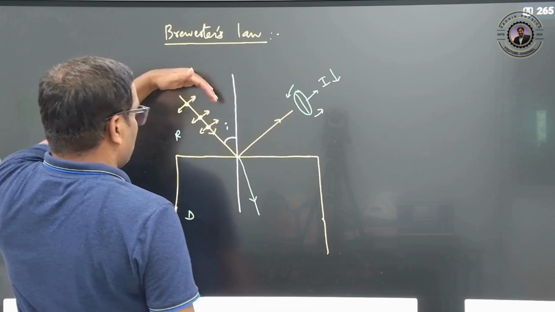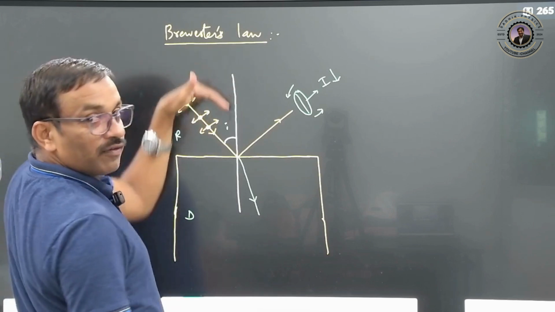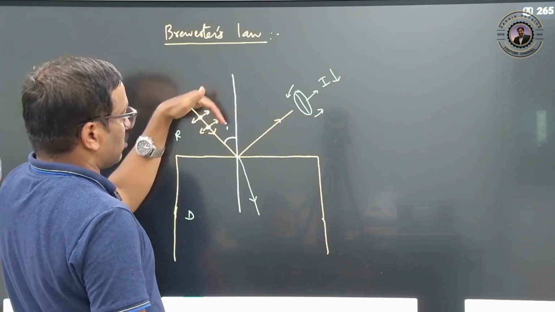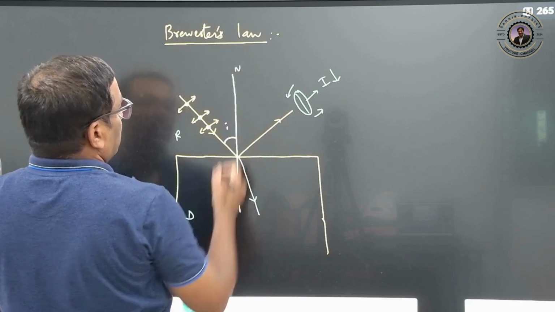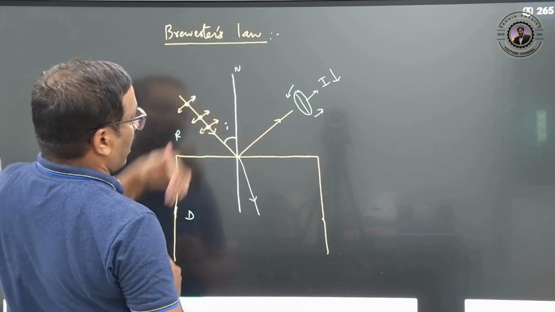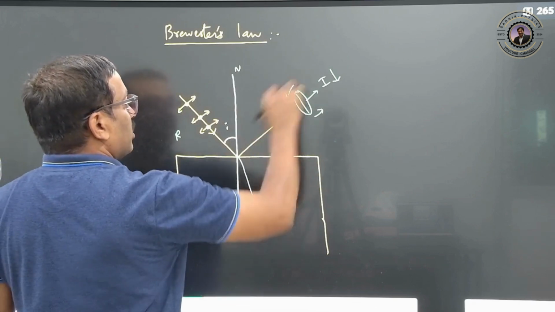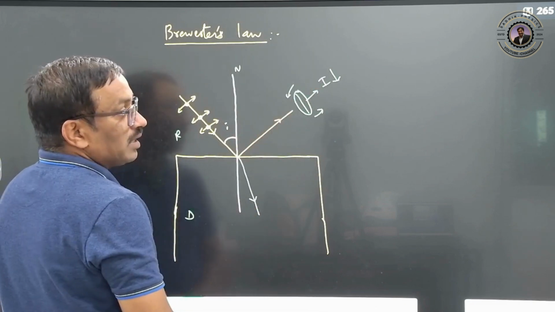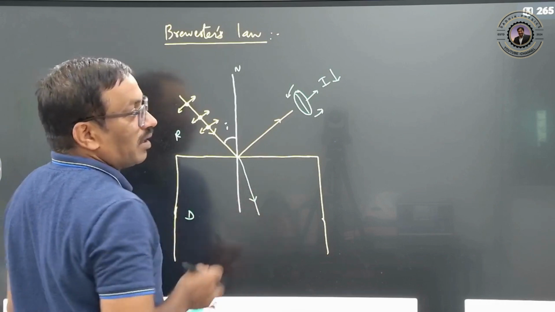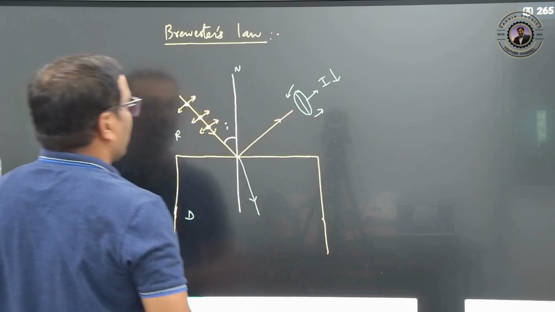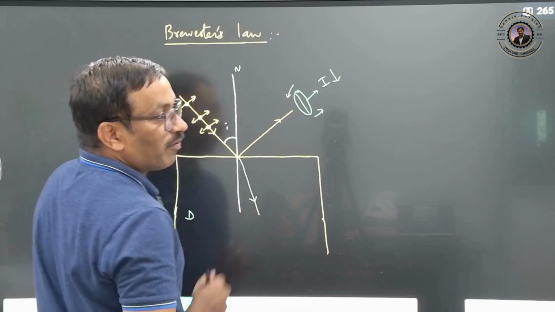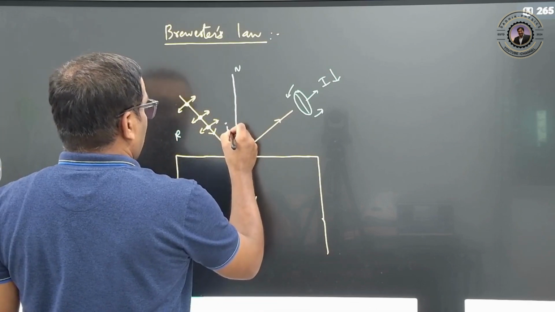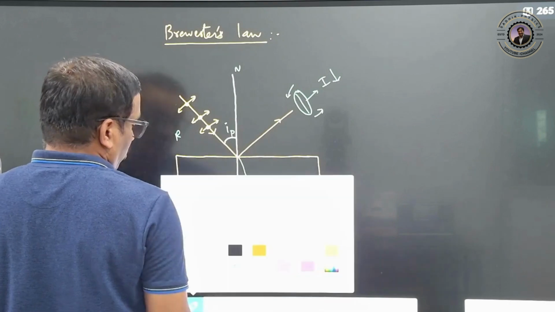Then he started changing the angle of incidence with respect to the normal, trying different angles of incidence. He observed that the reflected ray is completely polarized at one particular angle. That angle we can call the angle of polarization.